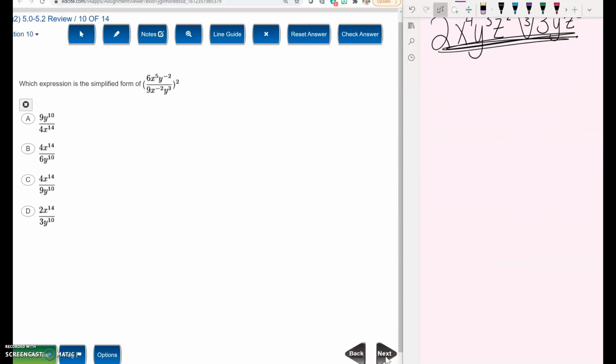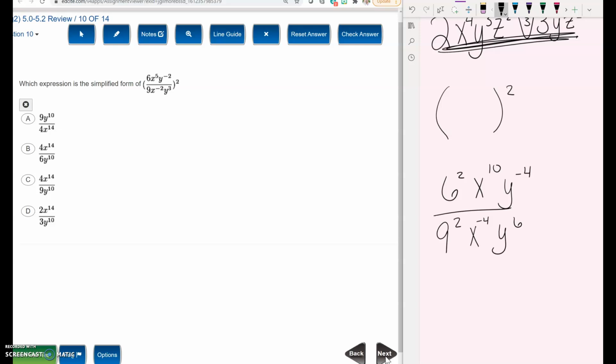Which expression is the simplified form? So it's kind of hard to see, but there are parentheses around this with a 2 on the outside, with an exponent of 2. So this is going to be 6 squared x to the 10th y to the negative 4th over 9 squared x to the negative 4th y to the 6th.